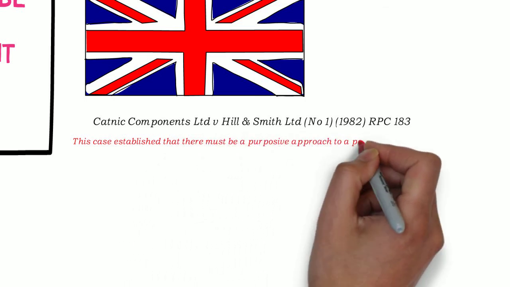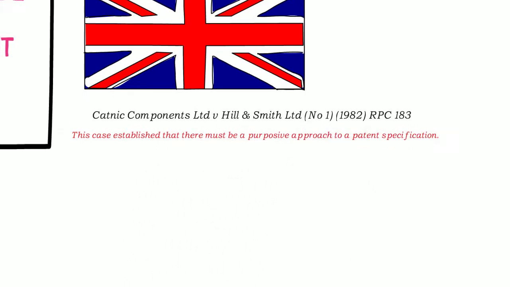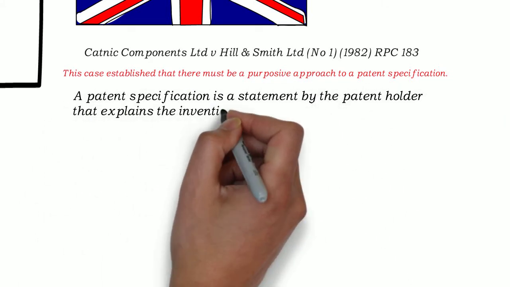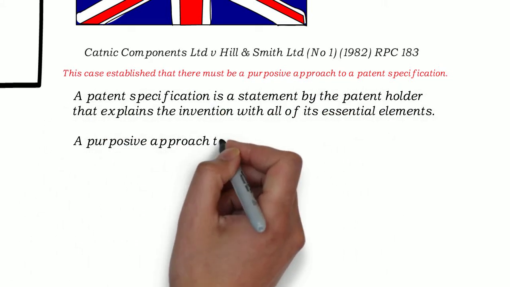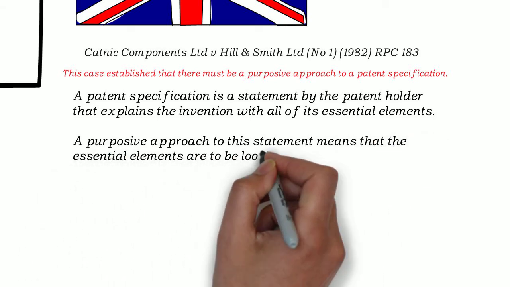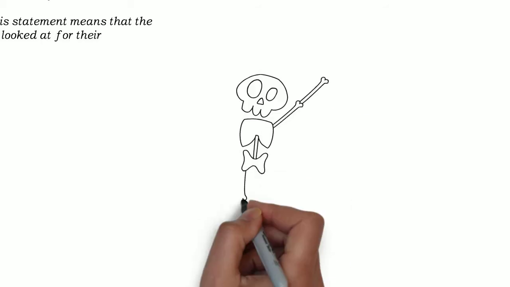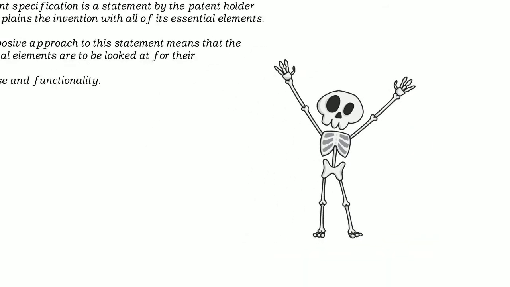What is a patent specification? A patent specification is a statement by the patent holder that explains the invention with all of its essential elements. What's a purposive approach? Well, a purposive approach in interpreting this statement means that the essential elements are to be looked at for their purpose and functionality. This is to give rise as to what the patentee intended when making this statement.